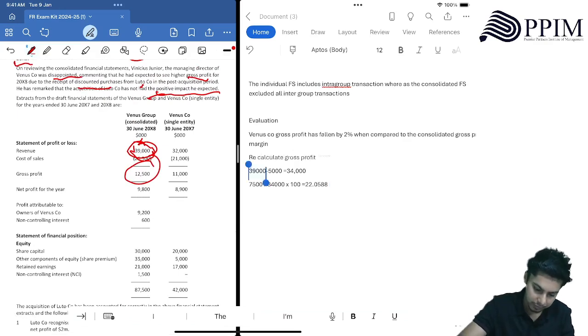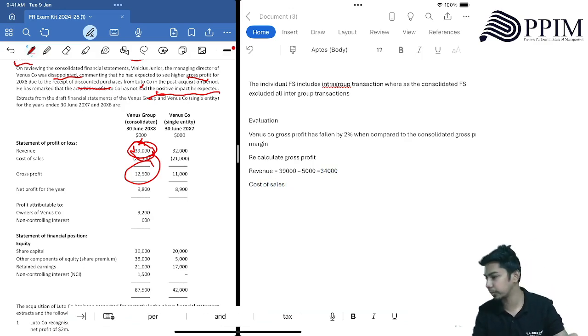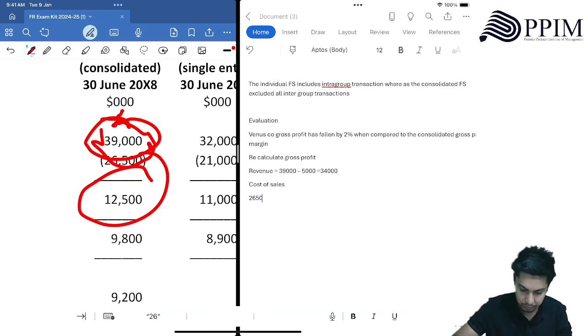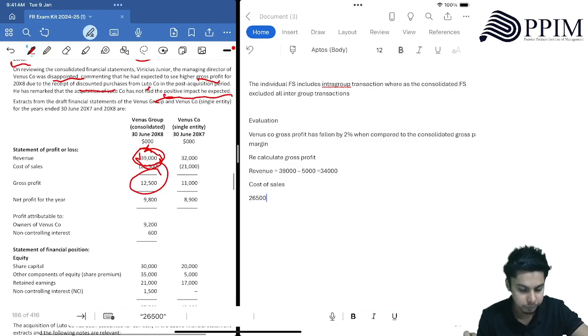Right. So when I'm recalculating gross profit, what will happen? It will be this way. Revenue will be 39 million minus how much, guys? 5 million. That is correct. So 34 million will become revenue. Cost of sale, let's recalculate one more time, faster. According to the paper, cost of sale is how much? 26,500. Now first write that down over there.